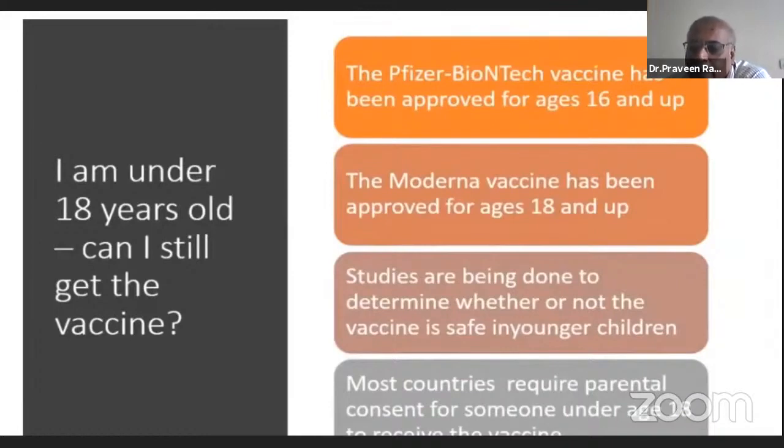Most pediatricians have noticed that the illness is very mild in young children below 18 years. So the necessity for vaccination has not been given that importance, as it is more important for people above 60 and above 40 who have comorbidities. It can be given, but maybe.